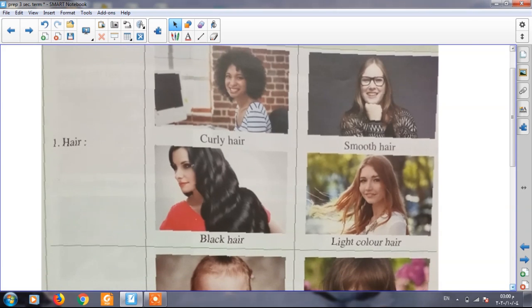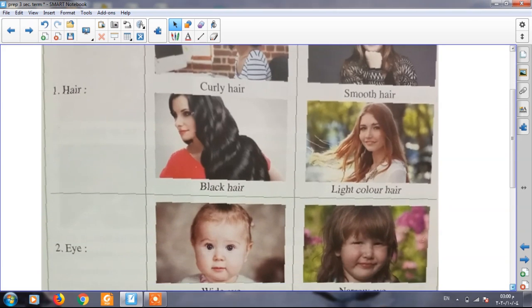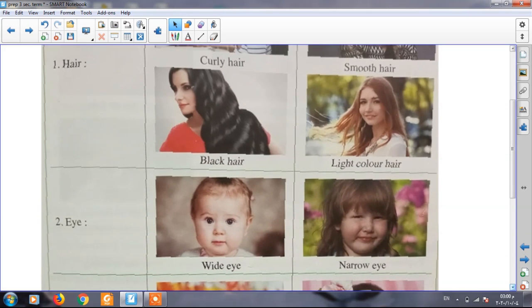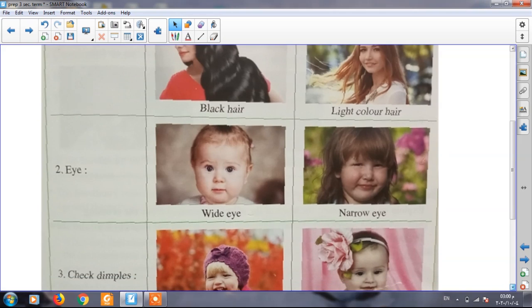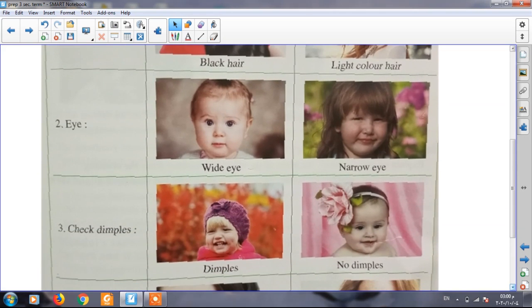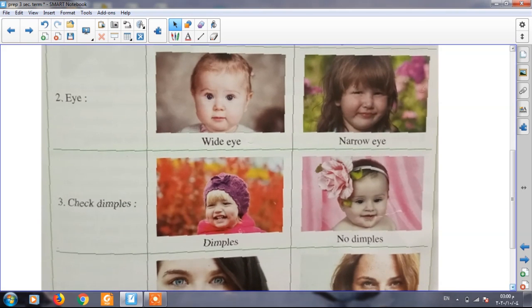Okay, what about the eye? We have two types of eye, maybe wide, maybe narrow, but wide eye is dominant, but narrow eye is what? Is recessive. Okay, trait number 3, dimple. We know dimples which appear in the face. The presence of dimples is dominant, but absence of this trait is what?